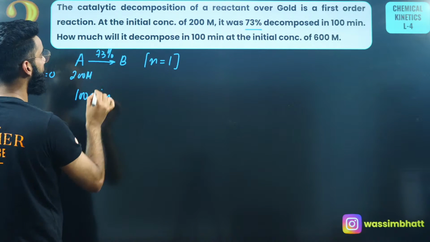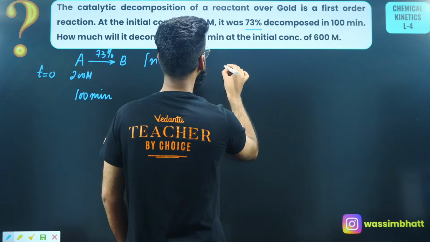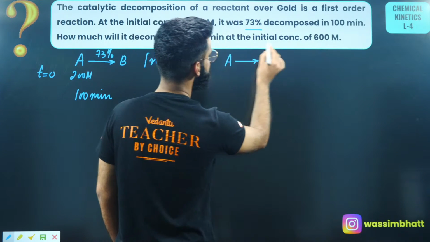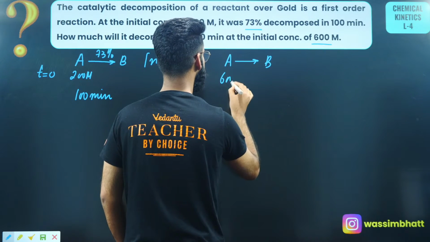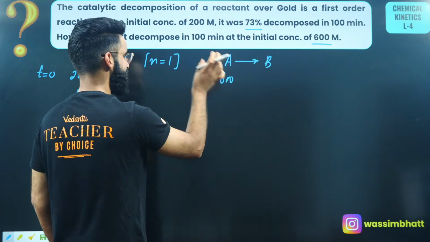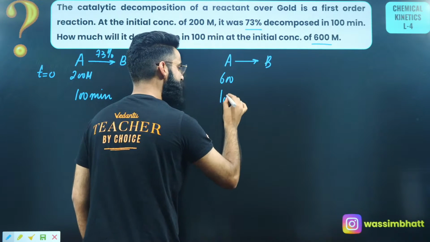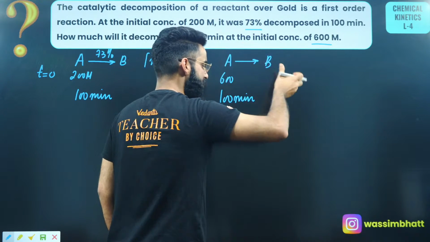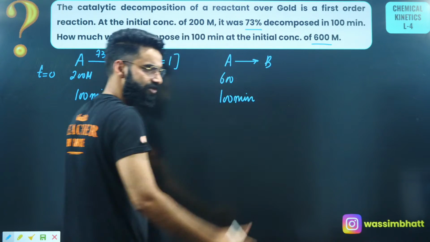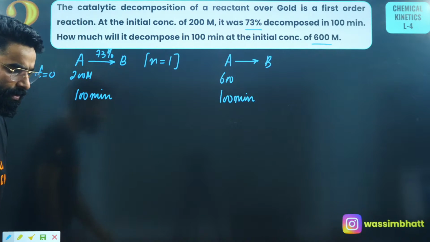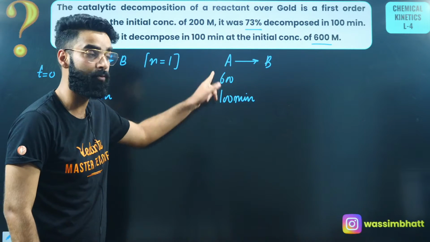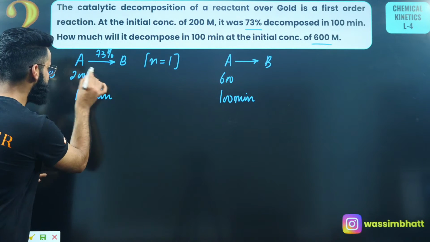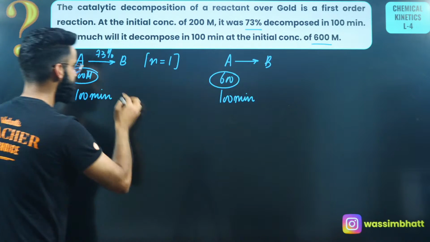Now, in the same reaction, when the initial concentration is kept as 600 molar, in 100 minutes, what is the percentage of reactants getting converted into the products? What percentage of the reaction would have been completed right now? See, I'm not changing the reaction. I'm just changing the initial concentration of reactants.